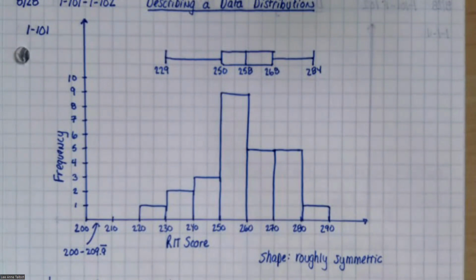Now the shape of my box plot is almost perfectly symmetric, which means that I did a good job choosing the shape roughly symmetric without all of this other evidence. Yay, Mrs. Talbot, you did great.